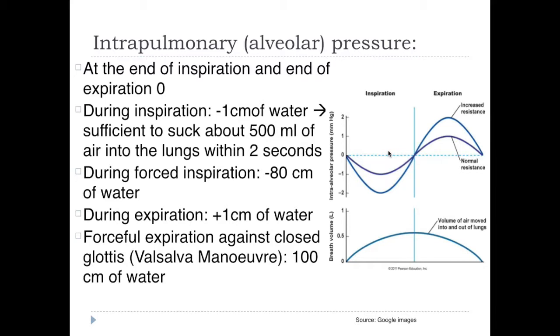During expiration, in quiet breathing, the elastic recoil of the lungs causes the intrapulmonary pressure to swing slightly to the positive value, that is +1 centimeter of water, which is enough to force 500 ml of inspired air out of the lungs during 2 to 3 seconds of expiration. Forceful inspiration and forceful expiration against closed glottis are performed, forceful inspiration in Muller's maneuver and forceful expiration in Valsalva maneuver. So the pressure becomes more negative in forceful inspiration and more positive in forceful expiration.